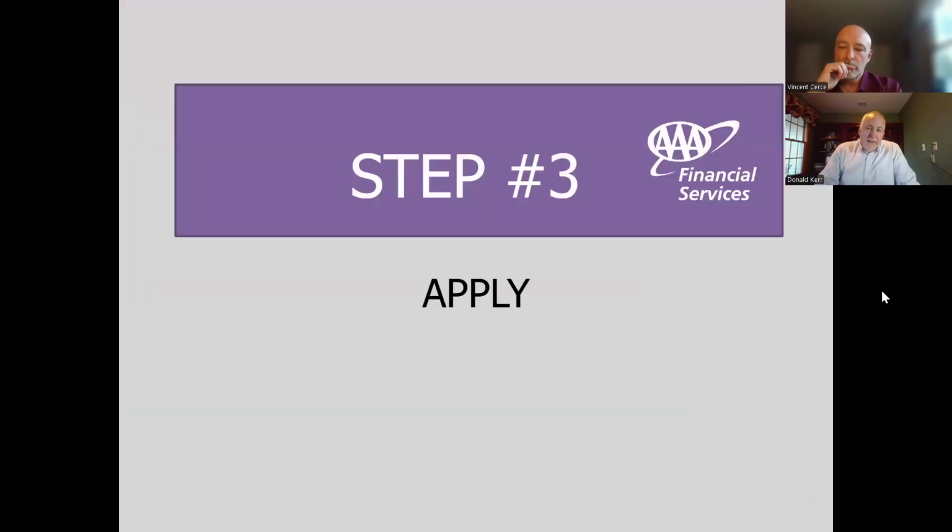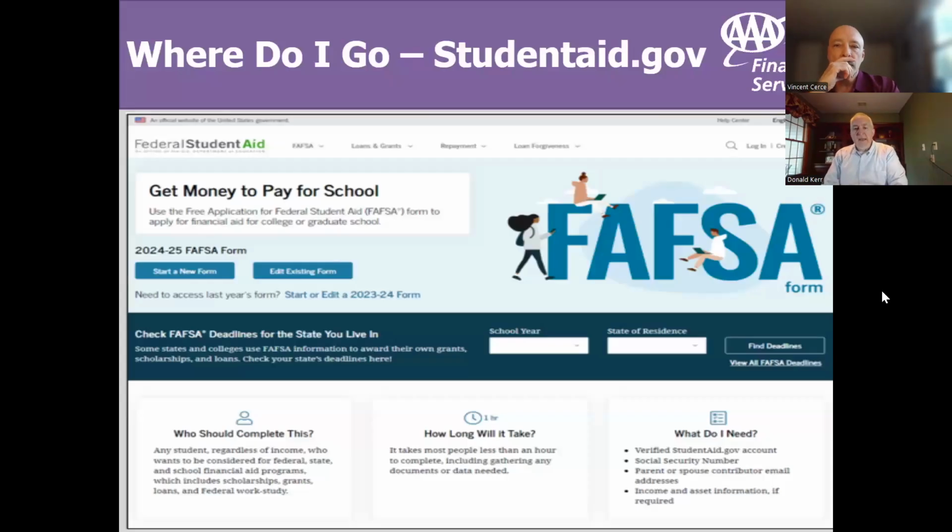So the third step is getting ready to apply. So now we're going to go out and fill out the application now that you've got your usernames and passwords and you're ready. So you can go right to the next slide. Here's where you're going to go, studentaid.gov. This is the website where you're going to go to fill it out. When you log in, you will see up on that top left-hand corner, there's multiple ways to navigate to the FAFSA form, but you're simply going to click on Start a New Form.